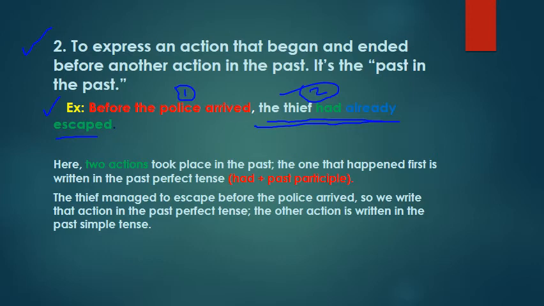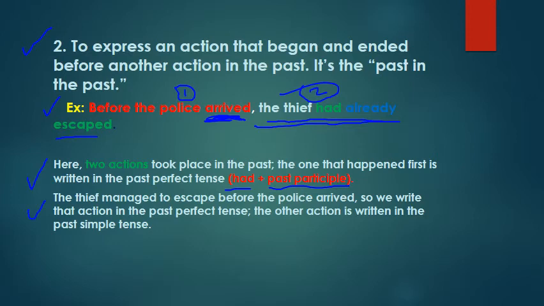So when you have 2 actions in the past, one of them happened before the other, the action that happened first is to be expressed in the past perfect tense, meaning had plus past participle. The action that happened later is expressed in the past simple. Okay, so let me read the rule. Here, 2 actions took place in the past. The one that happened first is written in the past perfect tense, meaning had plus past participle. Had eaten, had stopped, had awakened, or whatever.